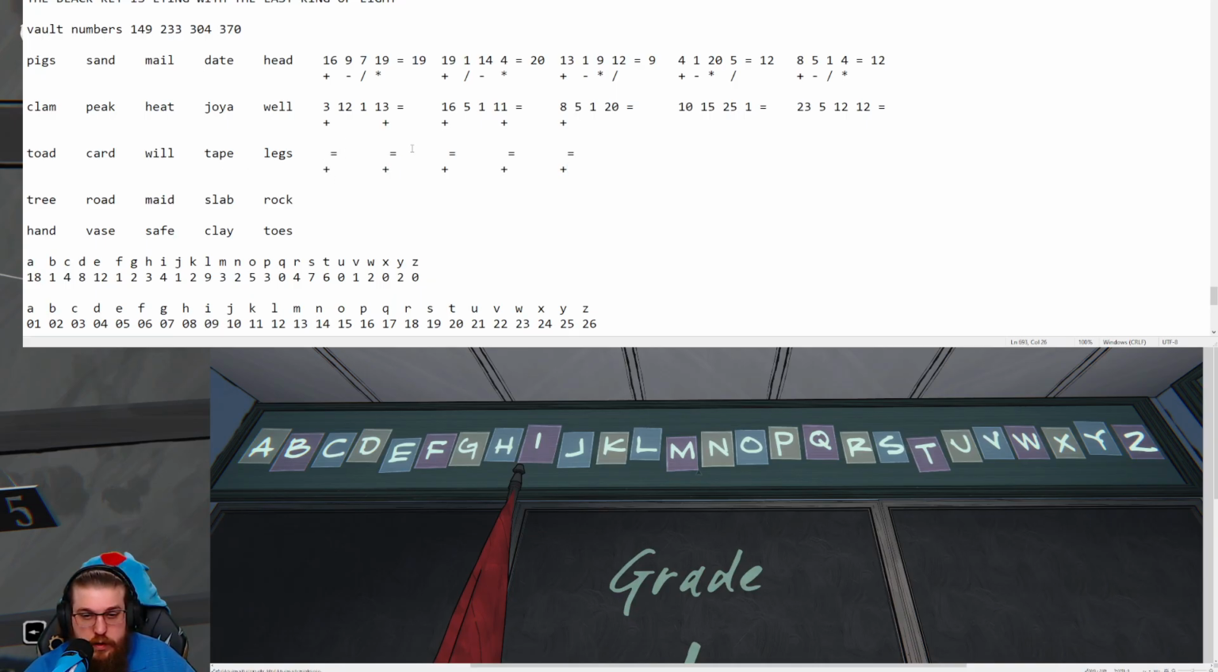Toad, 20, 15, 1, 4. Card, 3, 1, 18, 4. Will, 23, 9, 12, 12.